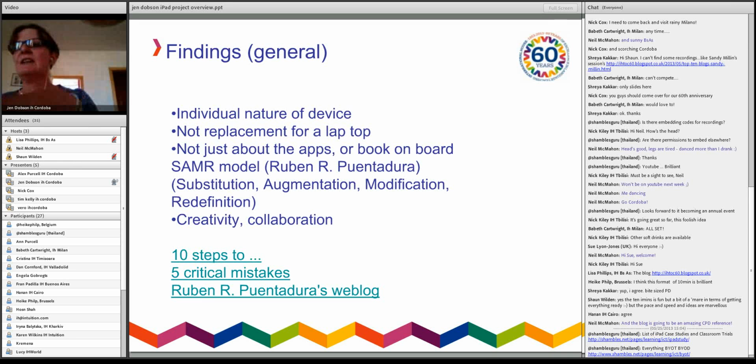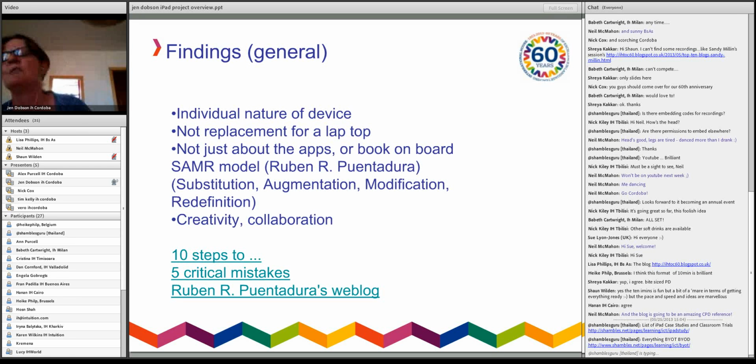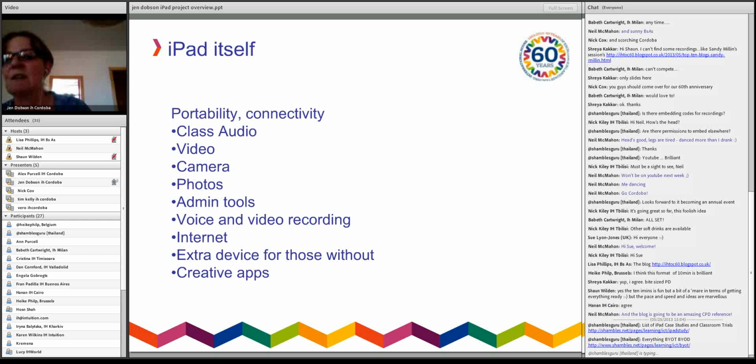You'll see here the SAMR model, which we're thinking about: it's not just about the apps or a book and a board. That would be reducing the technology to basic substitution level. So the idea is to be as creative as possible and as collaborative as possible. If we go on, these are the advantages. Sean's talking about this in mobile phones in general, that you've got all these things on one device.